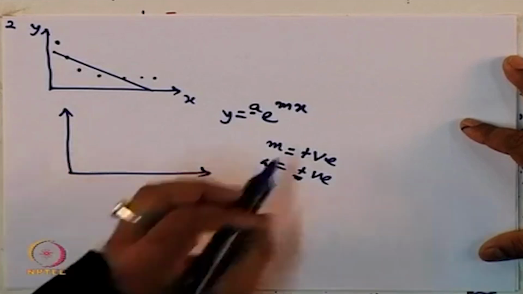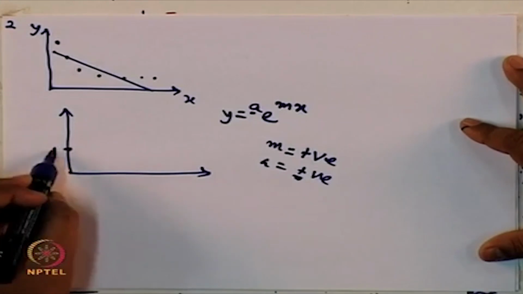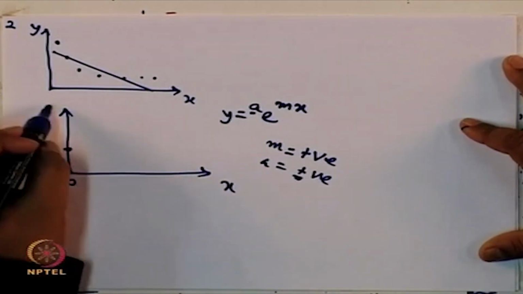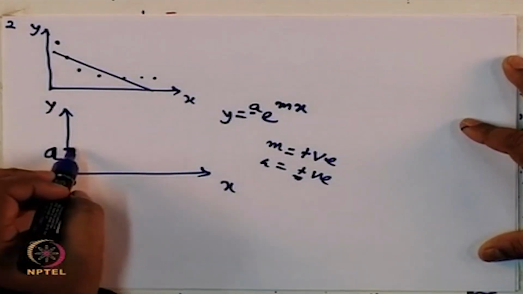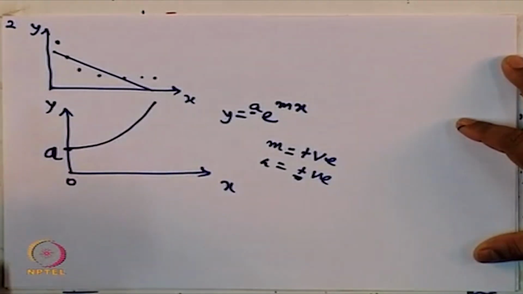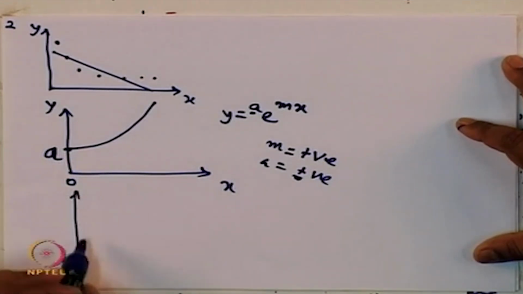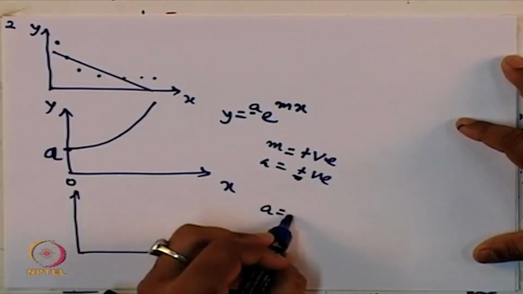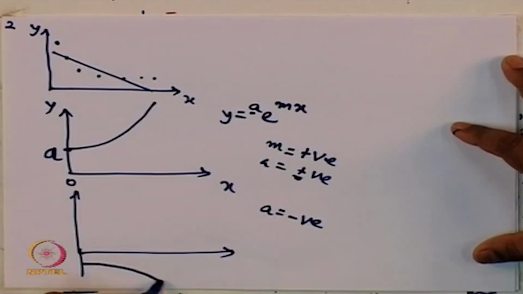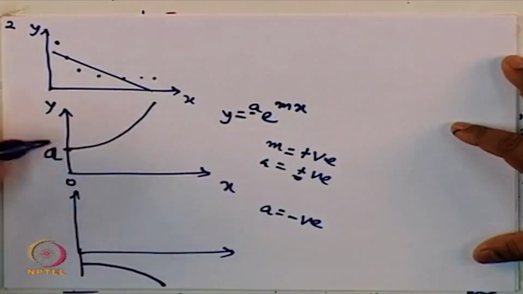Your curve at x = 0, e^(mx) will always return a value of 1. So you know that the curve starts from a times 1. At x = 0 it starts from a and then increases exponentially, so your curve should look something like this. Now for the same curve, if a is negative, then the curve will actually look like this. So you see the value of a will dictate the nature of the curve.